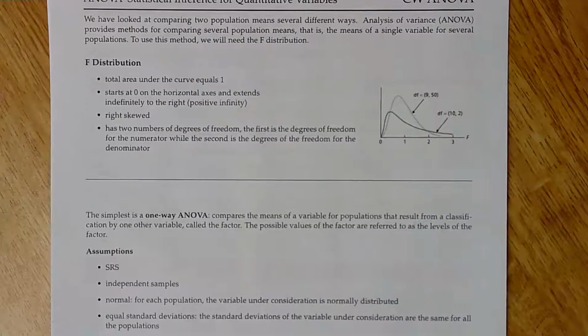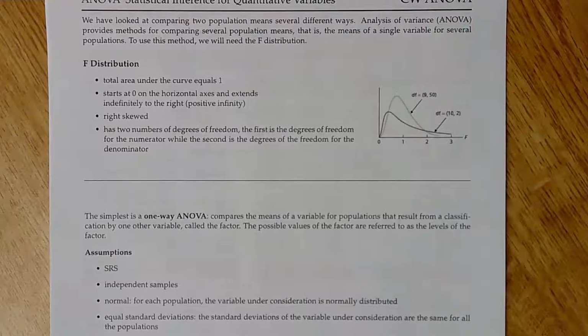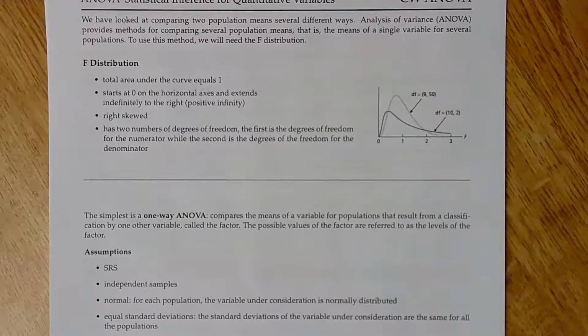Okay, so our F distribution has the same property that all distributions in statistics have, which is that the total area under the curve is always equal to 1. Now, some of these other properties are going to vary depending on the distribution you look at. So let's take a look at these ones that really distinguish the F distribution from the other ones. This one is going to start at 0 on the horizontal axis, and it extends indefinitely to the right, towards positive infinity. It is right skewed, meaning that the tail is on the right-hand side.